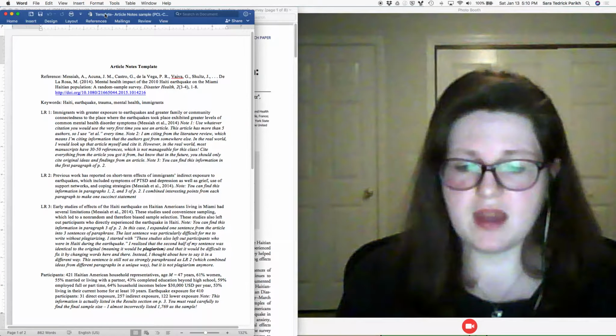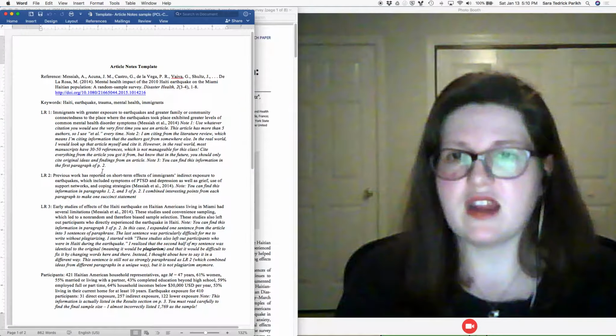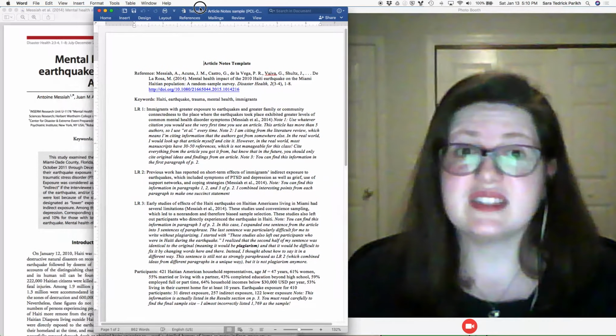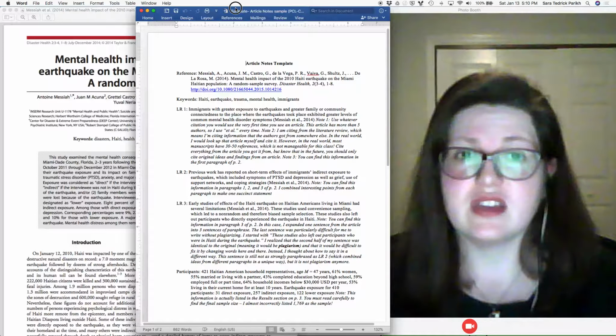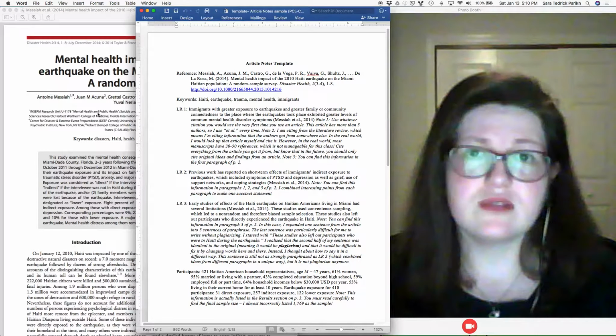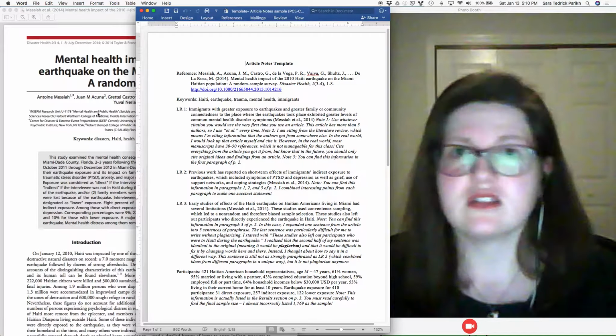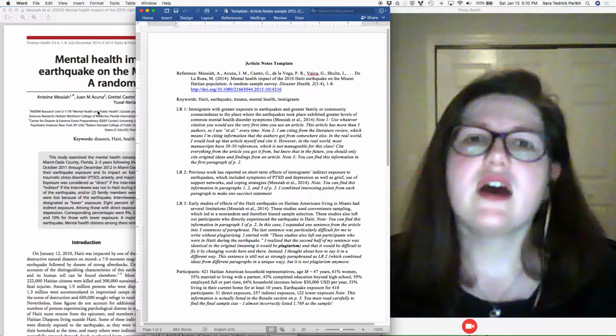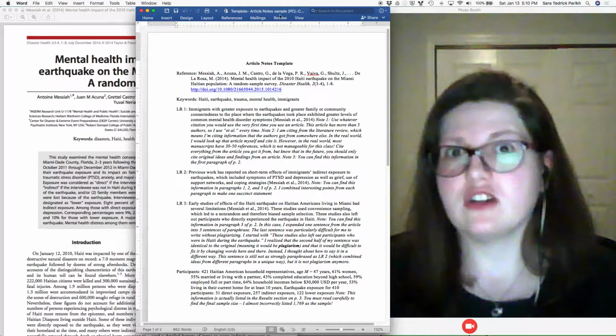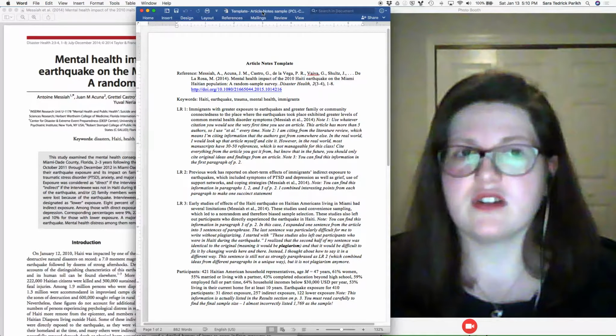But I also have, where did it get buried? There. I have a sample. So in this article, I use one of the measures from this article, the PCLC, the Post-Traumatic Checklist for Civilians. I use that for my measure a little later. So you'll see this article a lot.